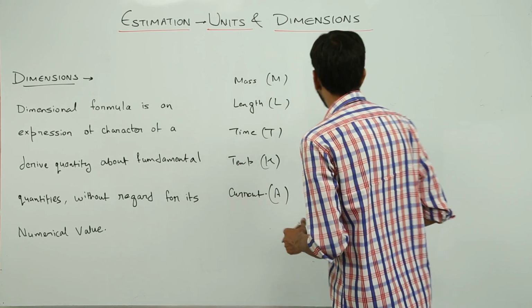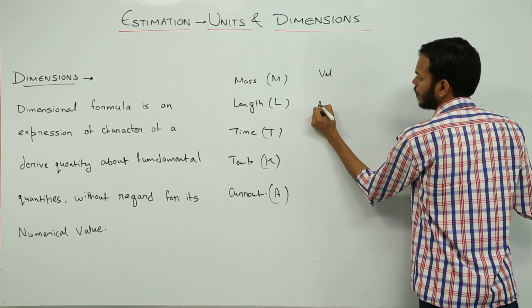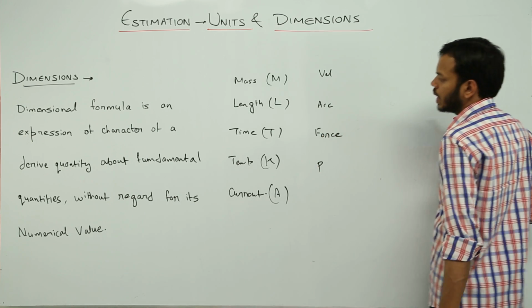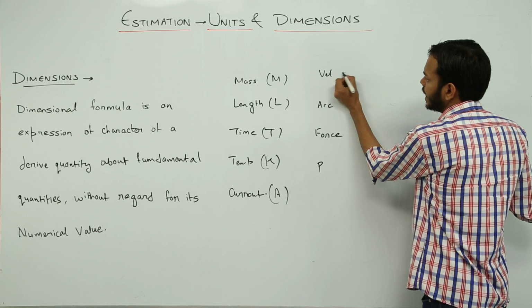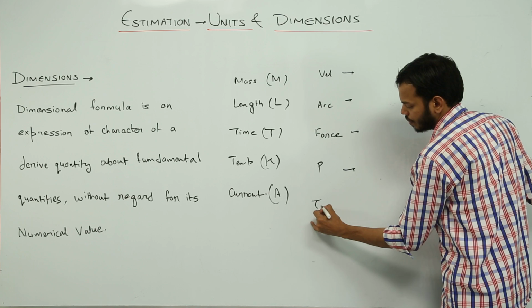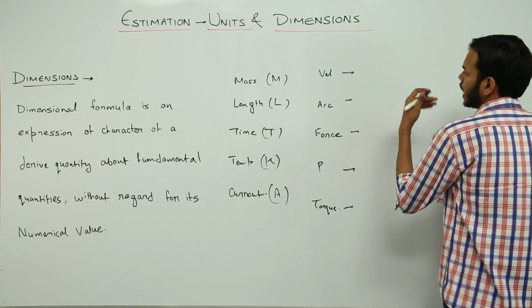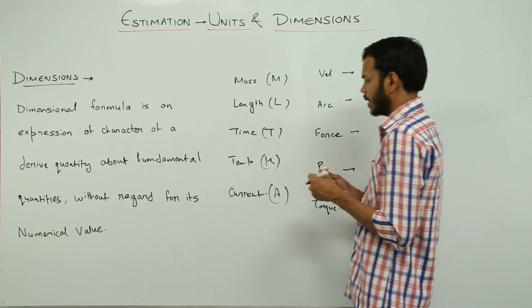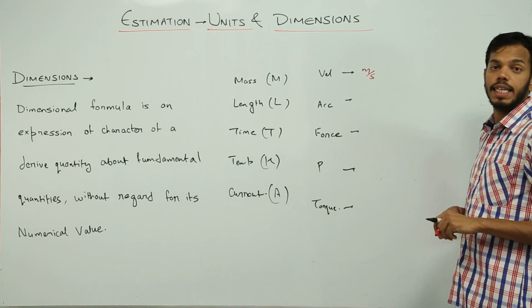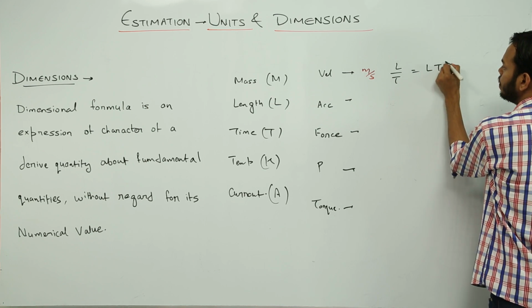So I'll write the dimensional formula of a few quantities. We'll start with velocity, acceleration, force, momentum, and let's write the dimensional formula for these four. Let's include one more, torque. Now, velocity, what is the SI unit of velocity? Velocity is meter per second. What is meter per second? Basically, it is length upon time. So I have to write it L upon T. So I'll be writing it as LT minus 1.